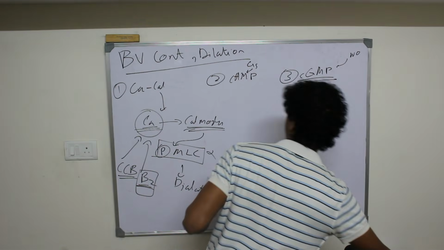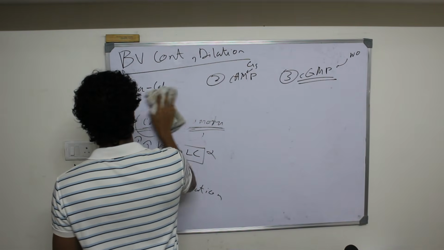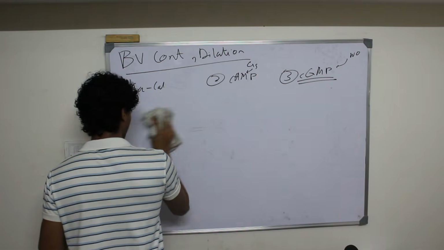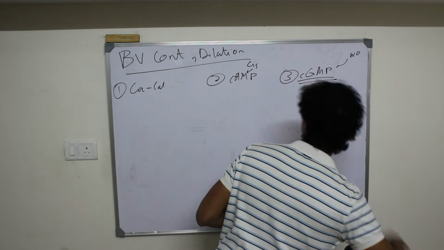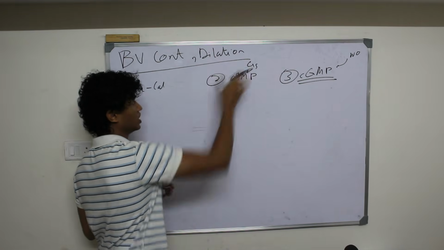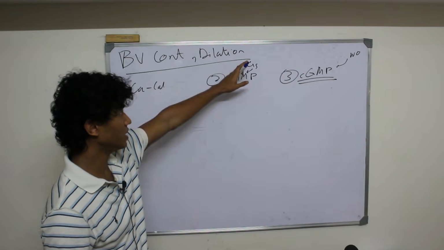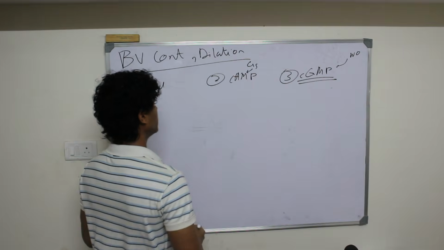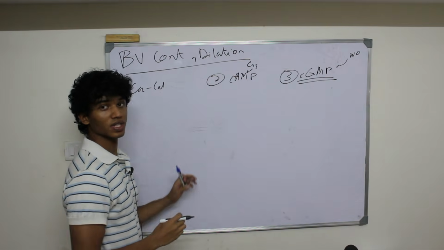Let's move on to the next pathway and the drugs involved in it, which is going to be your cyclic AMP pathway. Now this cyclic AMP pathway is directly activated by your G protein, which is coupled with your beta 2 receptors and your beta 1 receptors. In your vasculature, your beta 2 receptors.